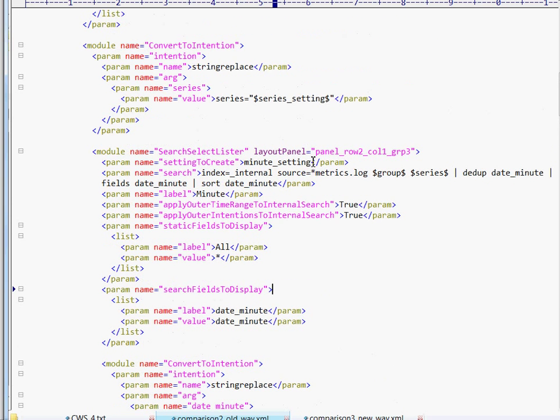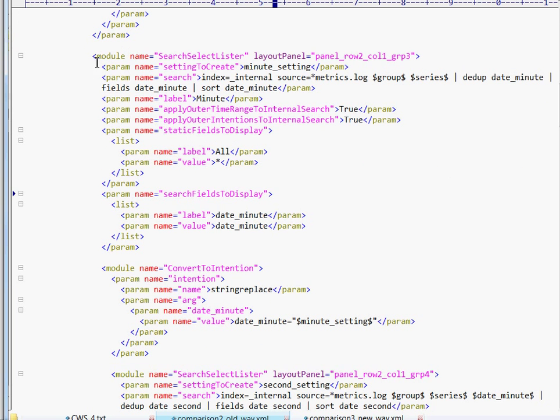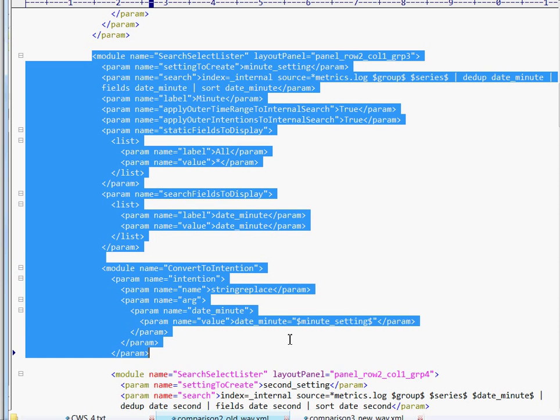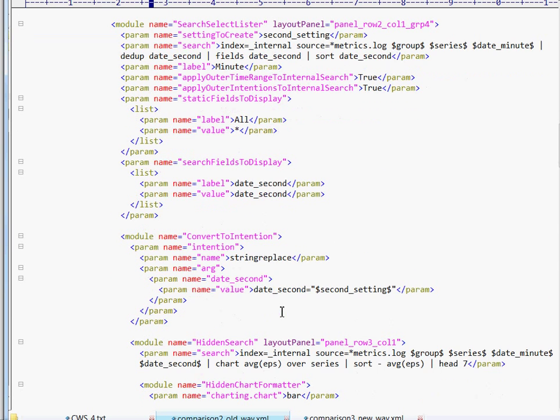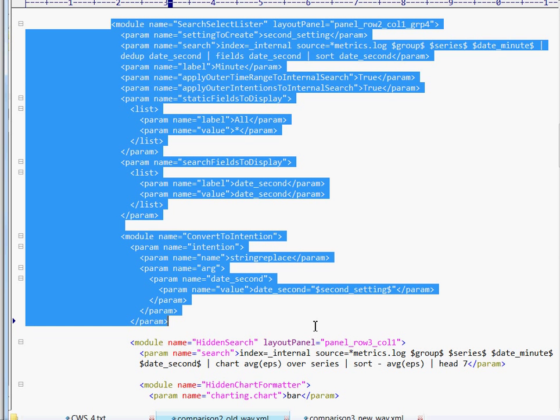So this is the core way of doing a pull down. You can see there's a search select lister and a convert to intention. And here is another search select lister and another convert to intention.